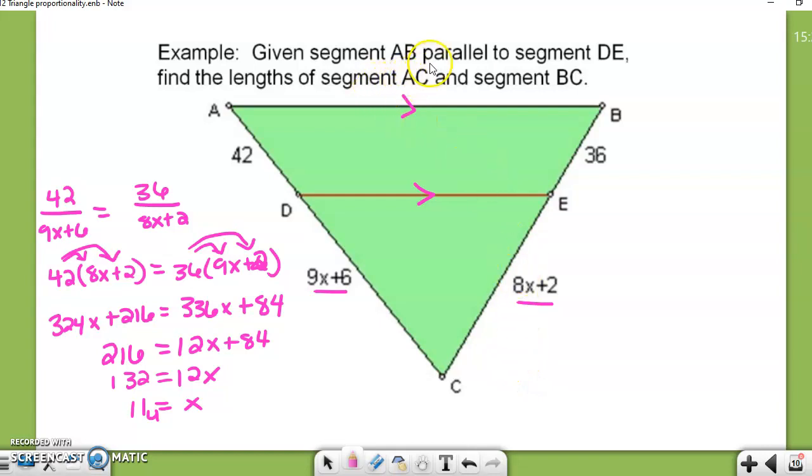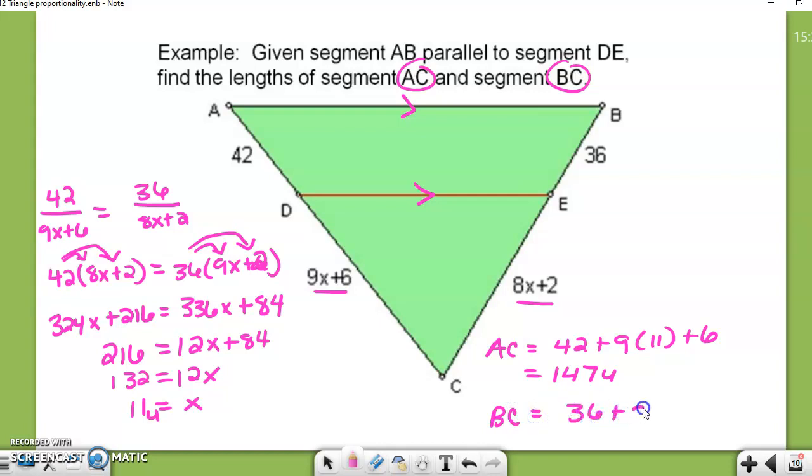Now it asked me to find the lengths of AC and BC. So AC, remember, equaled 42 plus 9 times 11 plus 6. When I follow my math, that's 99. I got to do the multiplication first. I get 147 units. And for BC, it was 36 plus 8 times 11 plus 2. Multiply first, but you get 126 units.